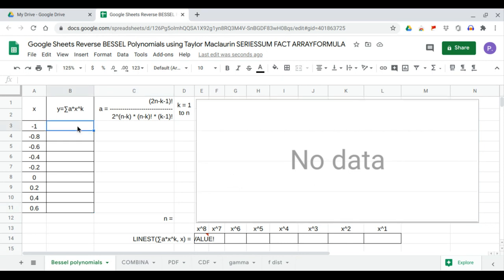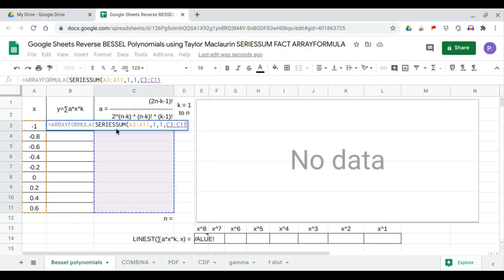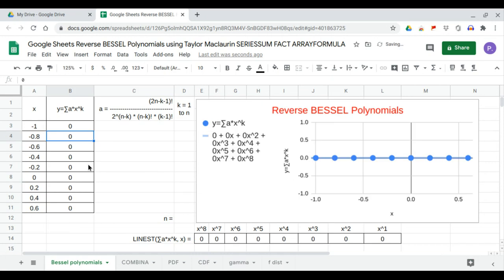So we begin with the Taylor Maclaurin series sum of the reverse Bessel polynomial, which is equal to array formula. Now the series sum of A times x, so that's x to the power k, which is from 1 to n. So we are starting with 1, interval of 1. And the coefficient will be this range, coefficient A. So here we have the trend line and the trend line equation, which is also the reverse Bessel polynomial.